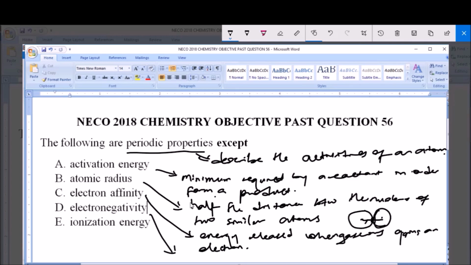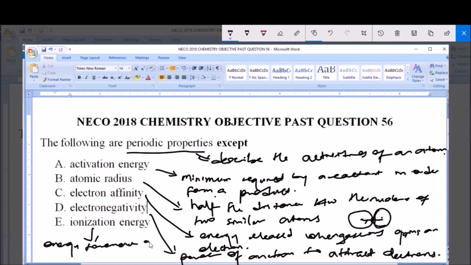Electronegativity, which is option D, is the power of an atom in a molecule to attract electrons. You will see that it still follows the same trend. It is describing the atoms of these elements. Now E here says ionization energy. Ionization energy is the energy required to remove an electron from a gaseous atom.